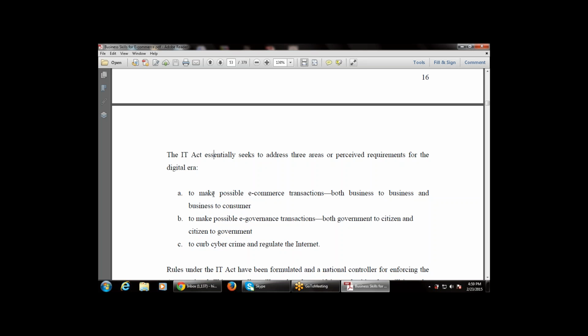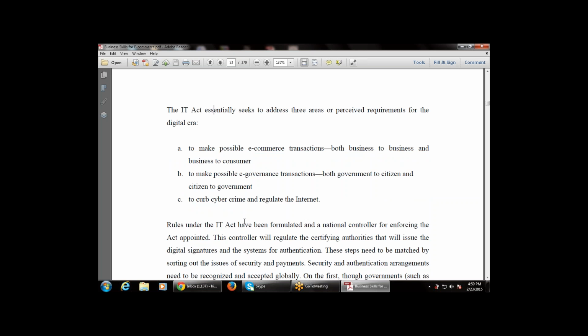First of all, to make possible e-commerce transactions, to make possible e-governance transactions, to curb cyber crime and regulate the internet. So these are the three issues, these are the three requirements for the day-to-day scenarios, for the day-to-day eras. First of all, to make possible e-commerce transactions, e-governance transactions, and then cyber crime, and then regulate the internet.